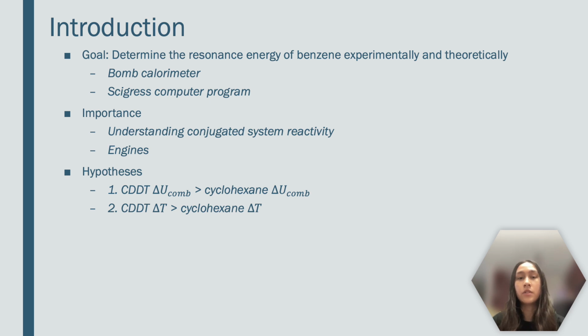Theoretically, benzene resonance energy was determined through the use of the computer program SciGRESS. SciGRESS calculated the heat of formation of CDDT, cyclohexane, and benzene.